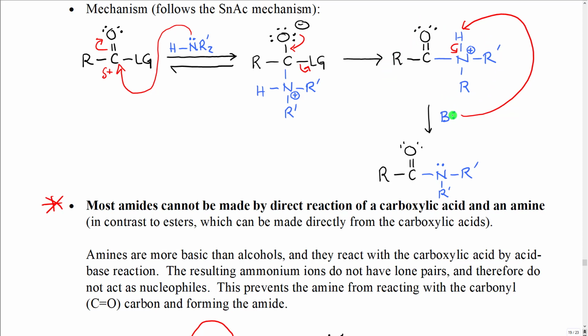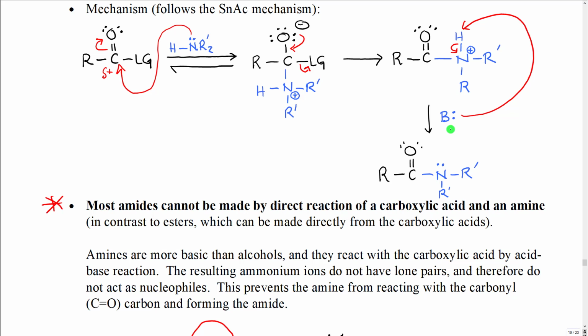In order to make it stable, base would come over and remove a hydrogen from the nitrogen, forming the stable amide. Again, we typically use pyridine as our base, and in fact, that's the most likely base in a reaction where pyridine is present, but we just write our generic base symbol, not worrying about exactly what the base is. And if we use a large excess of amine, that would be the base instead of pyridine.